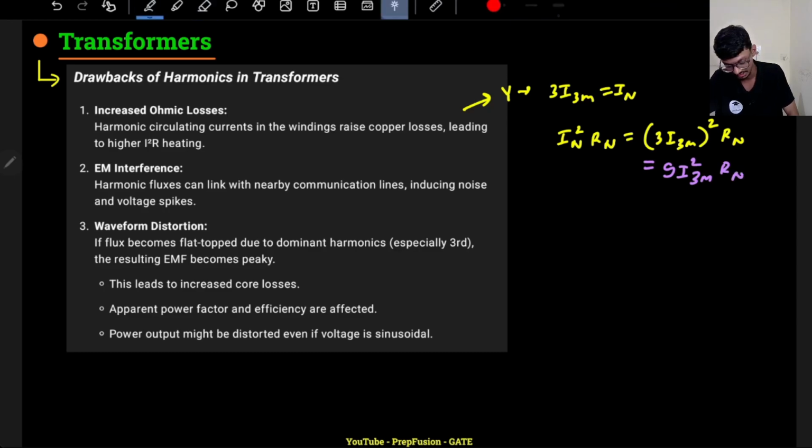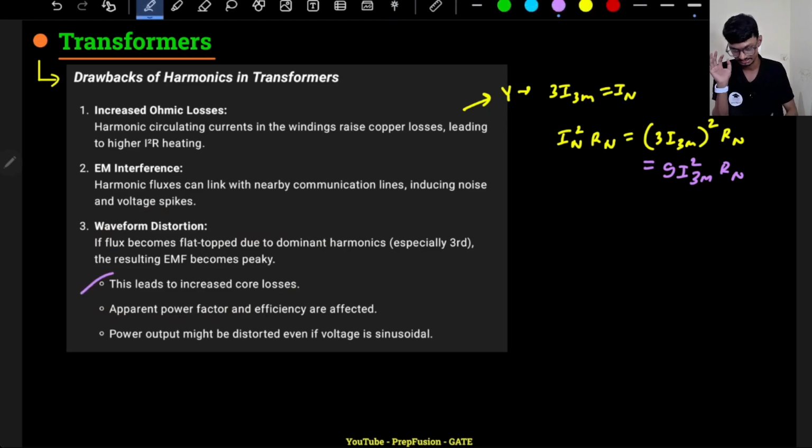So that is a disadvantage. Another is electromagnetic interference. We have already discussed this. Again, waveform distortion. Of course, the flux will not be purely sinusoidal. There will be a bit of a problem if the induced EMF contains third harmonic. Insulation problems will be there. Core loss will also increase, because there is a third harmonic component. All this we have already discussed, right? So just giving you a few things.